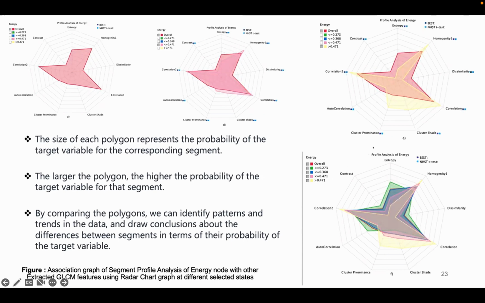The size of each polygon basically represents the probability of the target variable for the corresponding segment. The larger the polygon, the higher the probability of the target variable for the segment. By comparing the polygons, we can identify the patterns and trends in the data and draw conclusions about the differences between the segments in terms of their probability of the target variables.